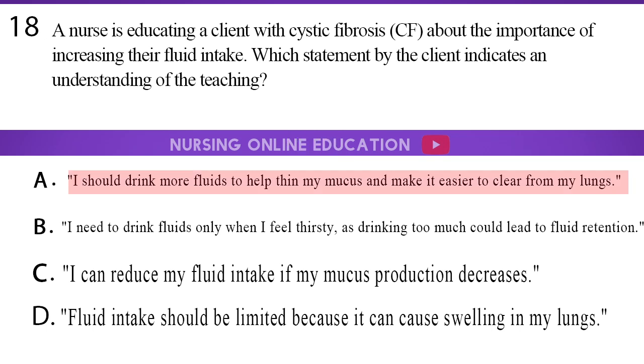The answer is option A. I should drink more fluids to help thin my mucus and make it easier to clear from my lungs.